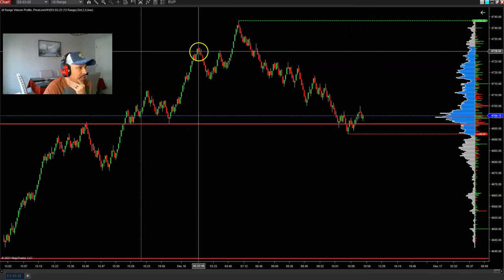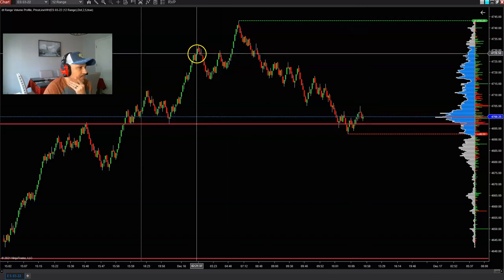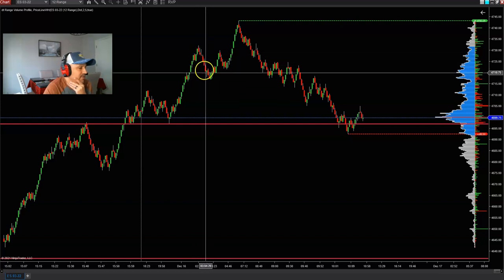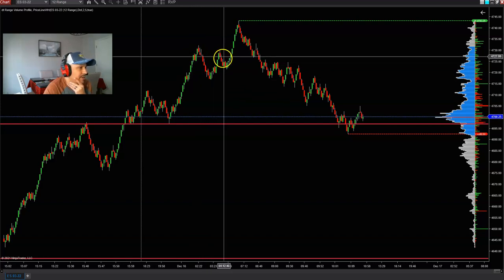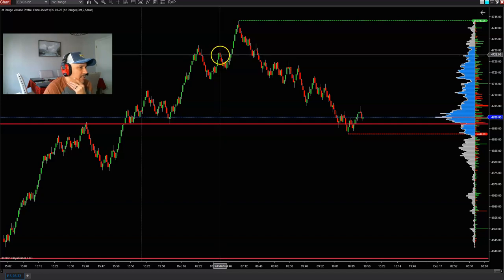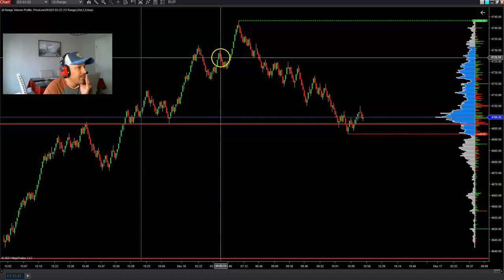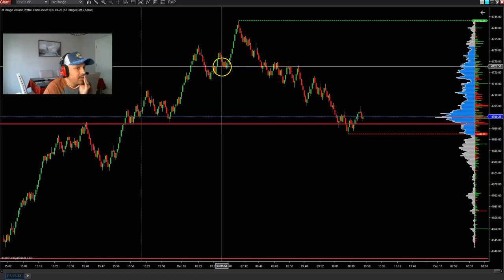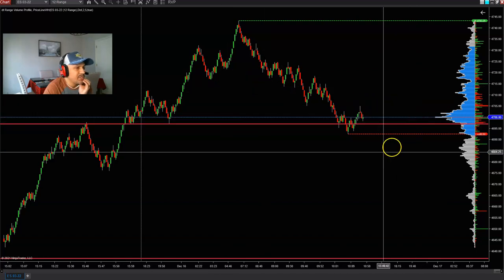Yeah, right here was a good short. Price moved lower, breaking this level right here. When it pulled back into this area of supply, you could have gone short pretty much at the break of this red candle to the downside, just to this area. So we're talking maybe about 3 points, 3.5 points you can pick up there.